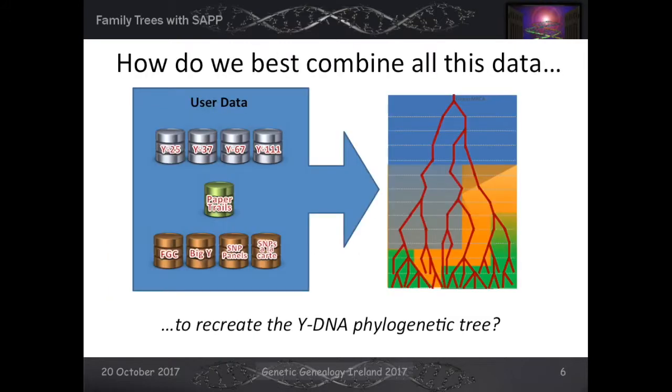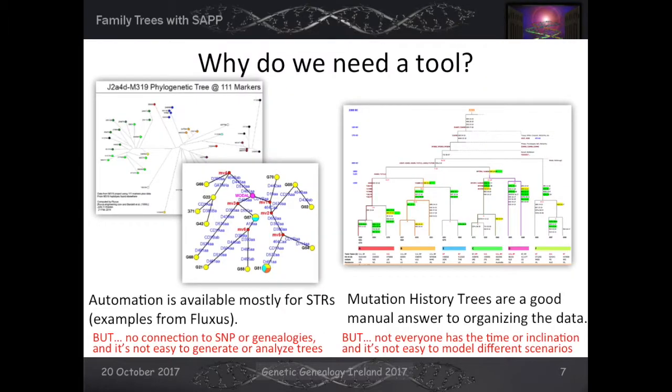Now, the challenge then is to take all that data and create the tree. How do we do this? First question is, why do we need a tool? We have tools available today. For those of you who have been around for a while, you know the tool called Fluxus. A lot of people have used it. I know in the videos which we have online from Morris that he's done, he uses Fluxus to show the basis for this. However, it is only STRs. There's no connection to SNPs or genealogies. And it's not that easy to generate or analyze. You really have to be an expert in Fluxus to use it. It produces output that, to steal a line from Morris, tells me I'm descended from the constellation Ursa Major, but not my cousin. It is not that easy to analyze.